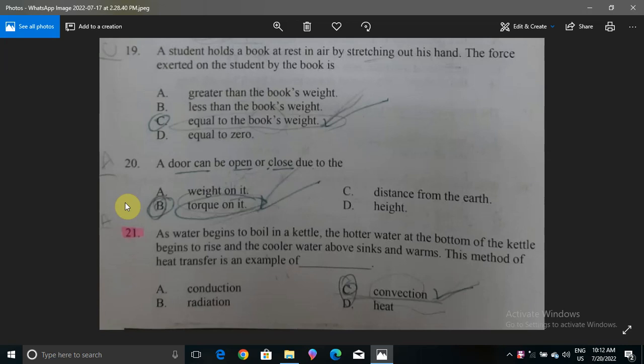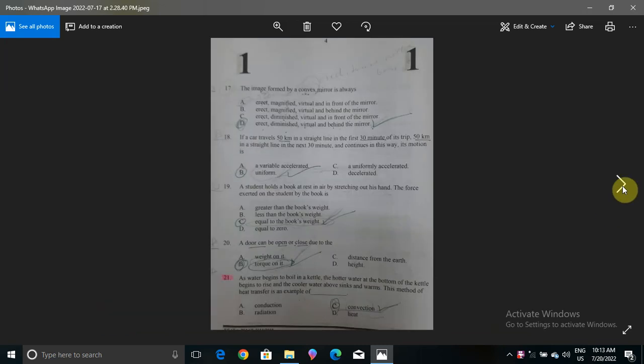Now question number 21, as water begins to boil in a kettle, the hotter water at the bottom of the kettle begins to rise and the cooler water above sinks and warms. This method of heat transfer is an example of what? Conduction, radiation, convection, or heat? The correct answer, it will be convection. It's also written in the textbook of grade 8 physics.